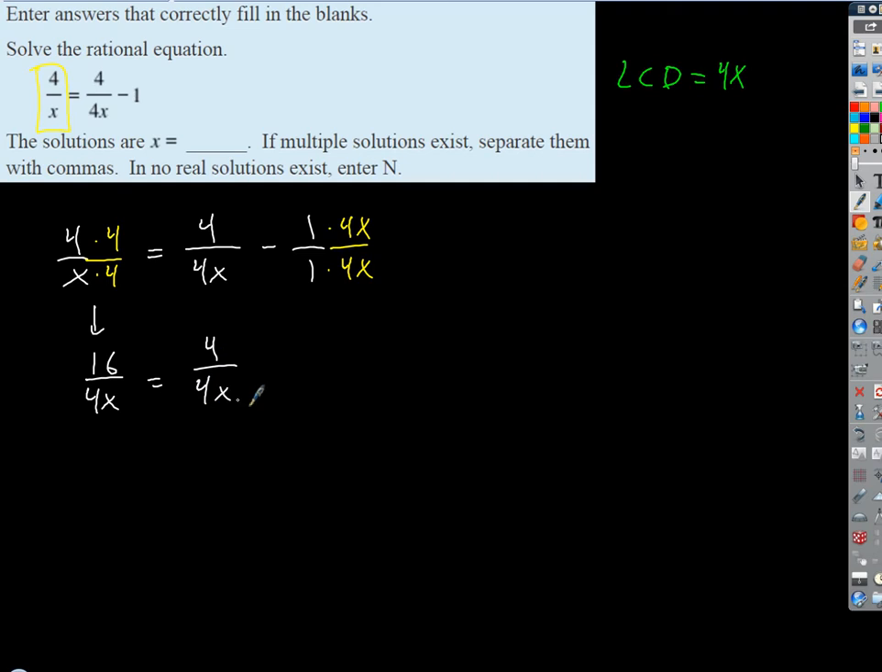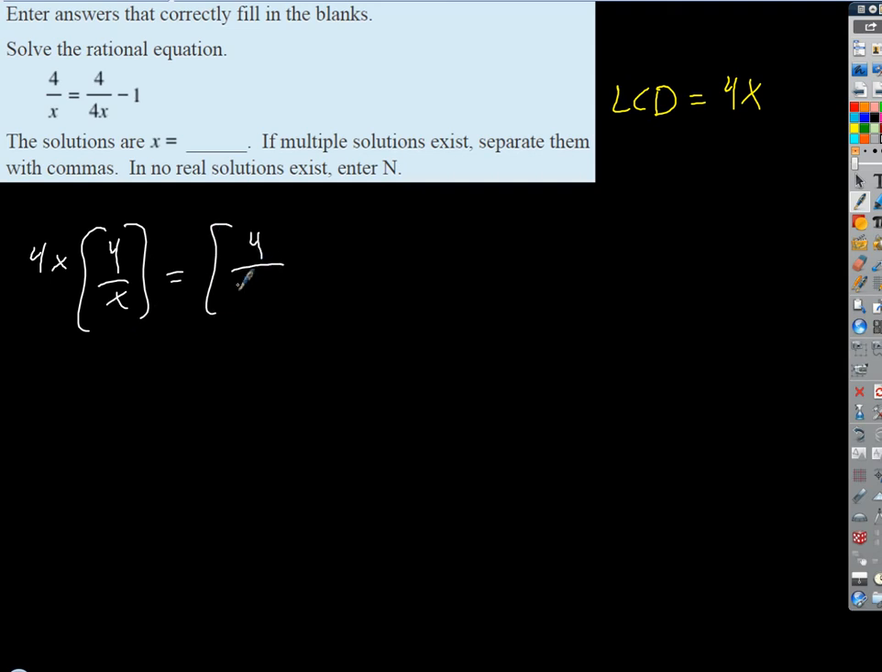Over here we get 4 times 4 is 16 over 4x equals 4 over 4x. Oh, what am I doing? Shoot. Start this again. We're clearing fractions, so I'm just going to multiply through. I don't know what I was adding these things up for some reason.